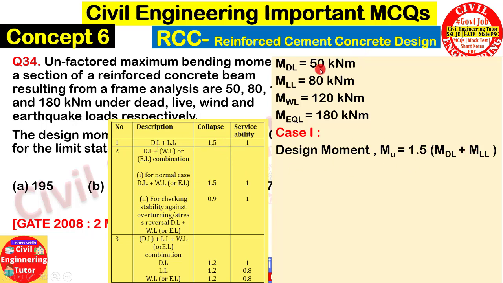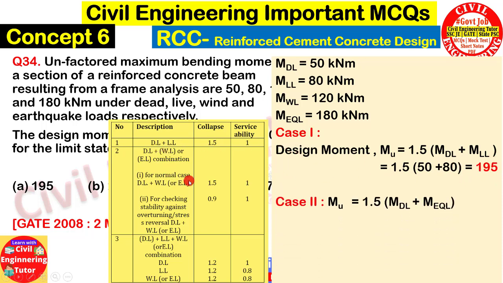Now what is the value of the dead load bending moment? 50 kN and live load 80 kN. Simply putting these values, we get the design moment for this case. Case number 1 gives 195. Now coming to the second case, when we have the dead load and wind load or earthquake load combination, we have to multiply it by 1.5. Remember here one thing, we can take either wind load or earthquake load. The value of wind load is 120 only, but earthquake load is 180.